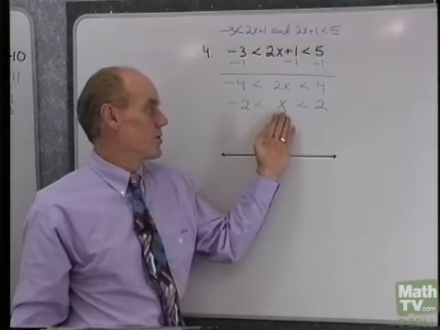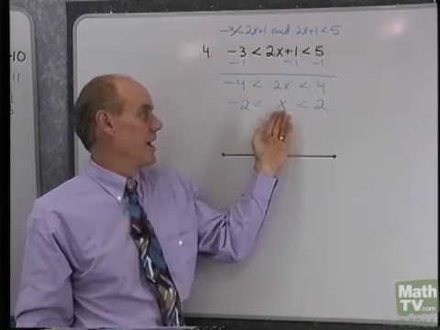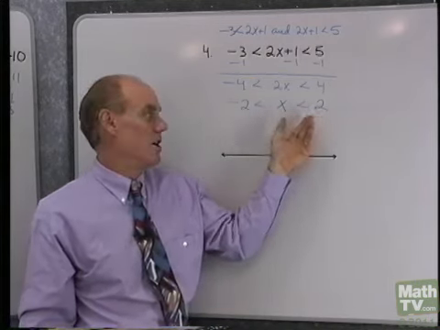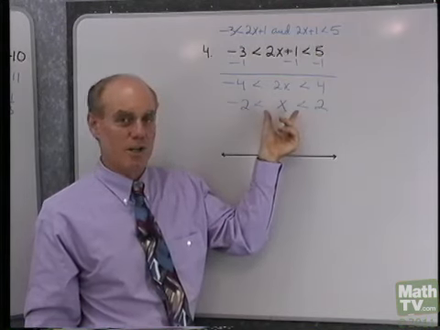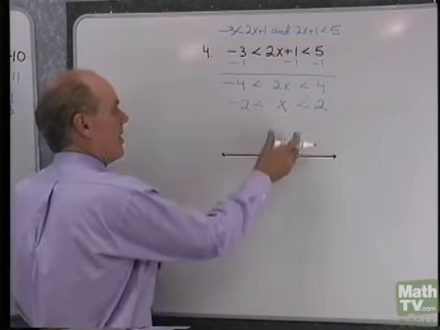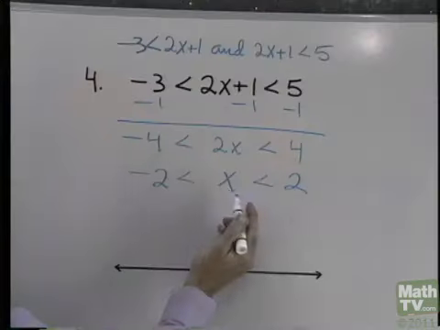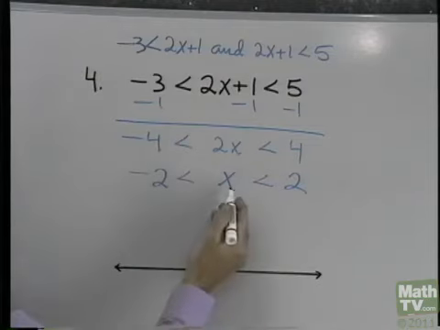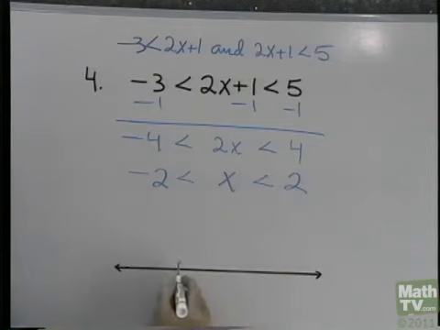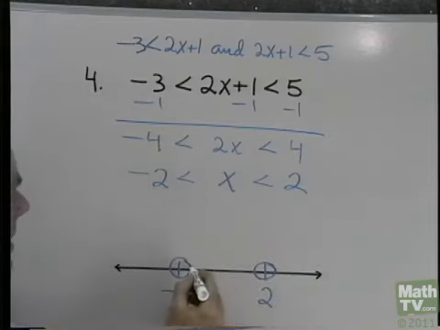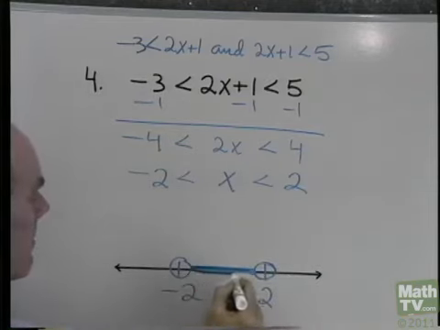Now, this is all the numbers on the real number line, x, such that x is both greater than negative 2 and less than positive 2. So that's what this notation stands for, a compound inequality connected with the word and. So I'm going to graph all the numbers x on the number line that are in between negative 2 and 2, and that's what this inequality looks like. So here's negative 2, here's positive 2, put circles around both of them because the inequalities are strictly less than, and then connect them like this.